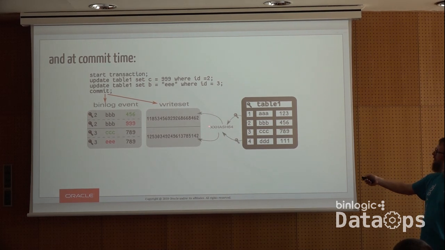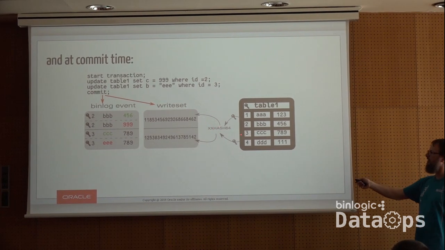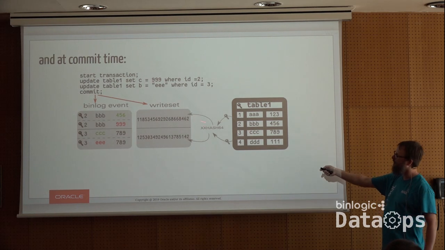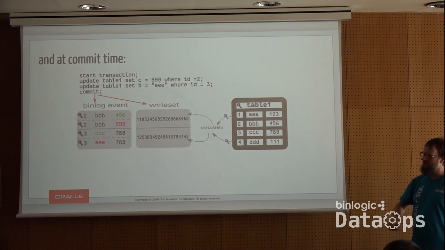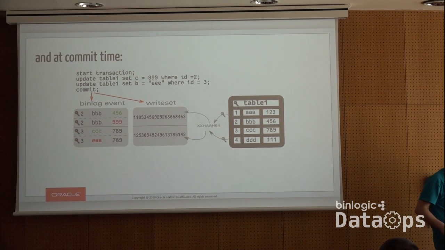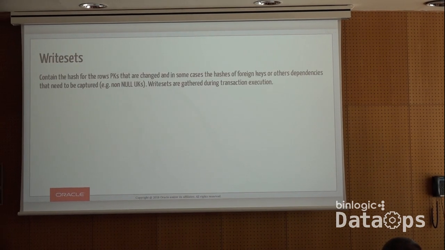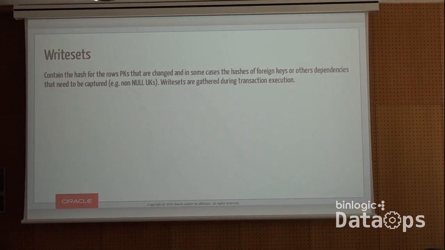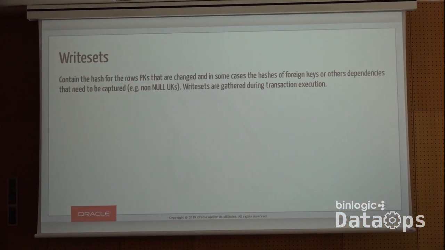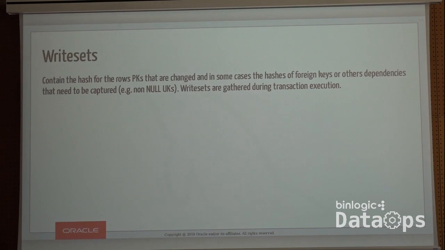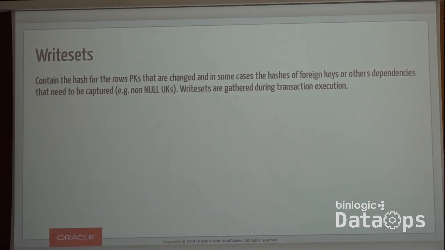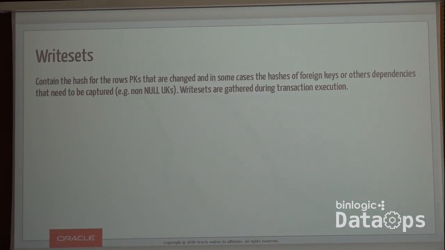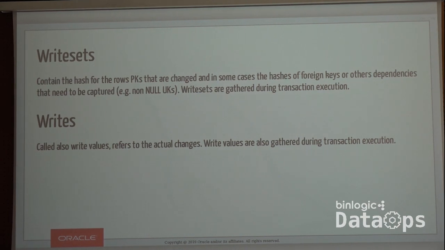So we create an XXHASH64 of the primary keys, and we create a write set that we are going to use to see if there are conflicts or not. It contains the full hash of the primary keys or all the keys we have. So we don't use everything, we just use the hash to see if there are certification problems, right?